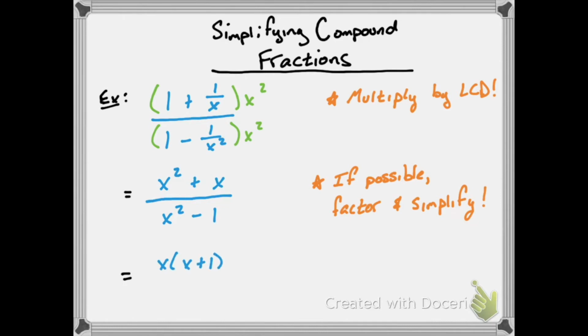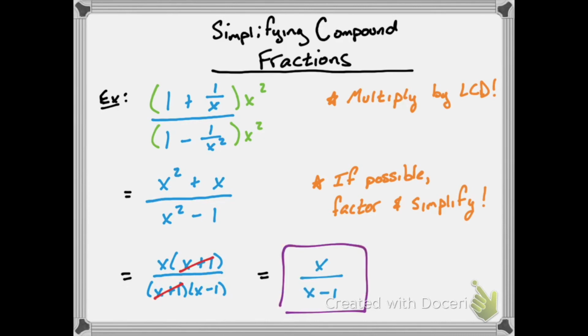In the bottom, that's a difference of squares. We can split it into (x + 1) and (x - 1). Cancel out the (x + 1) common factors, and we're left with a simple solution of x over (x - 1). Lots of times you might not have any simplifying or factoring that you can do, and you'll be done in that middle stage. But this example showed you all the work you potentially could have to do.